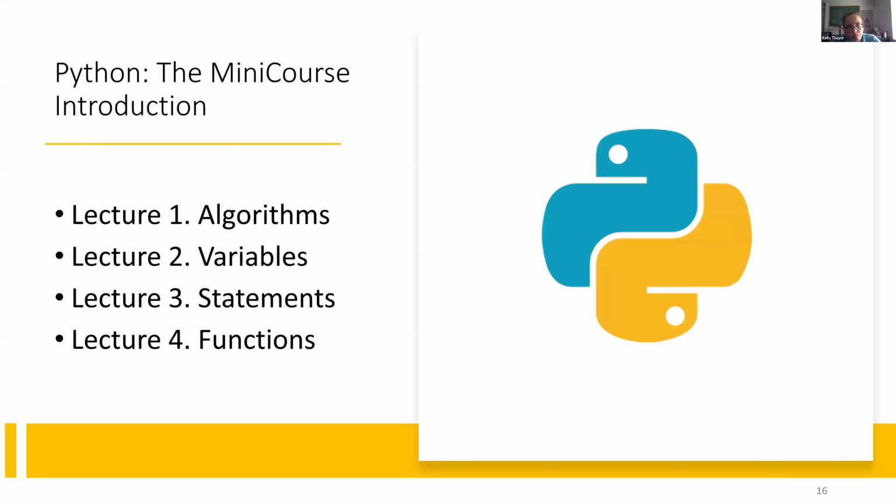All right, so about the mini course, we'll have 4 lectures in the next 2 weeks. The way this is going to be set up is lecture 1, this one, will be about algorithms when we get into our content, and lecture 2 will be about variables. And then next week we will do the statements and functions lectures.